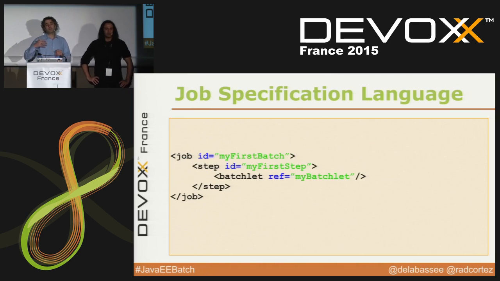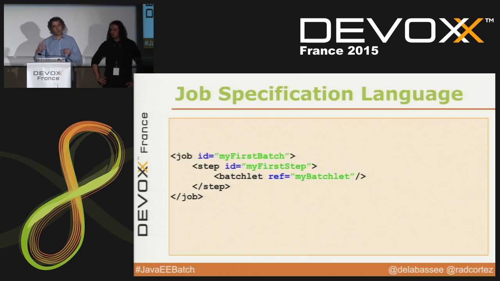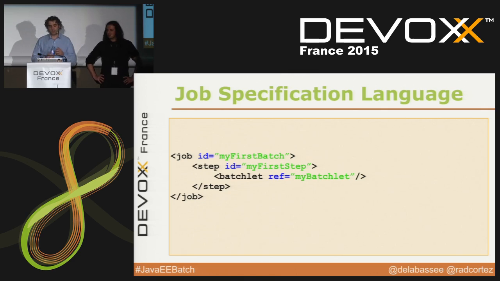We need to define what a job is. For that, JSR 352 provides a specific DSL which is based on XML. It's called JSL, Job Specification Language. So we can see that IBM was involved because it's XML based. So this is a definition of a very simple job. I have a job whose ID is my first batch.